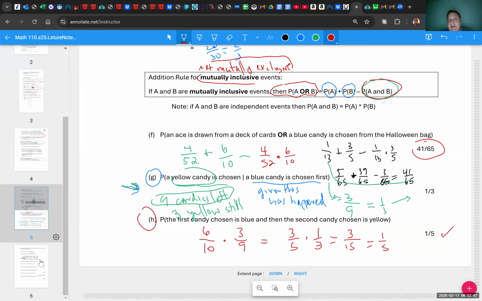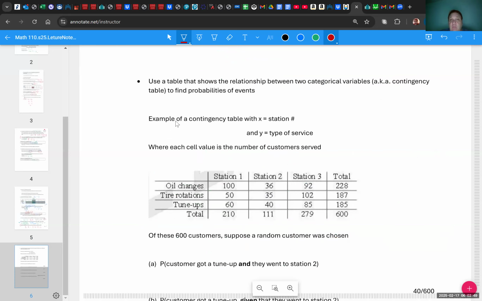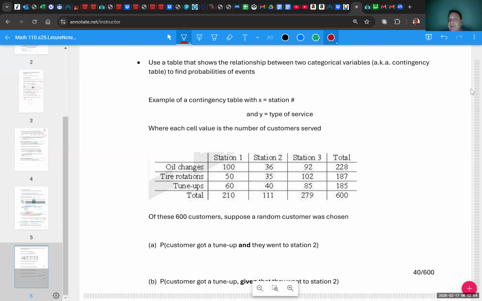All right, we do have one last learning objective, which is to use a table that shows the relationship between 2 categorical variables. This is also called a contingency table, to find the probability of events.